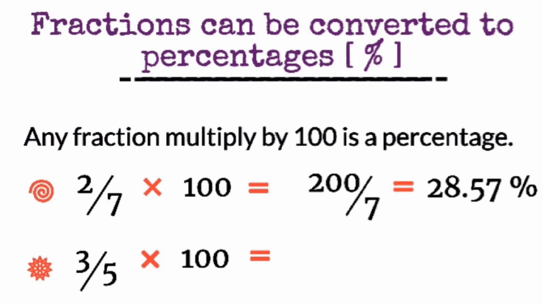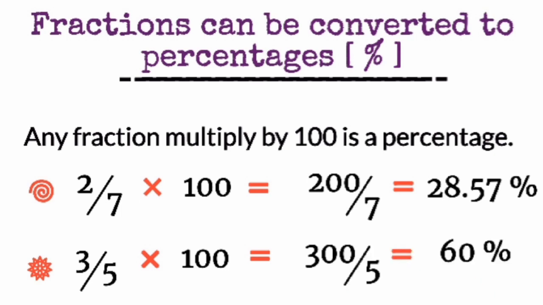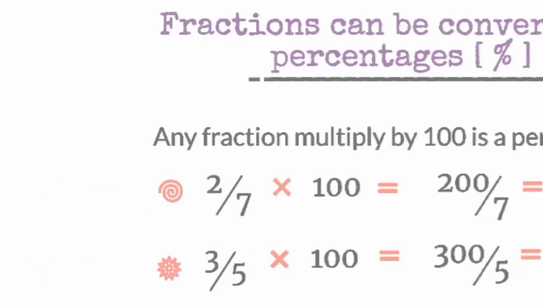is 300 over 5. Or we can cancel the 5 with the 100 to get 20. And 20 multiplied by 3 is 60%. Or we can just multiply through and divide. So 300 over 5 is equal to 60%.